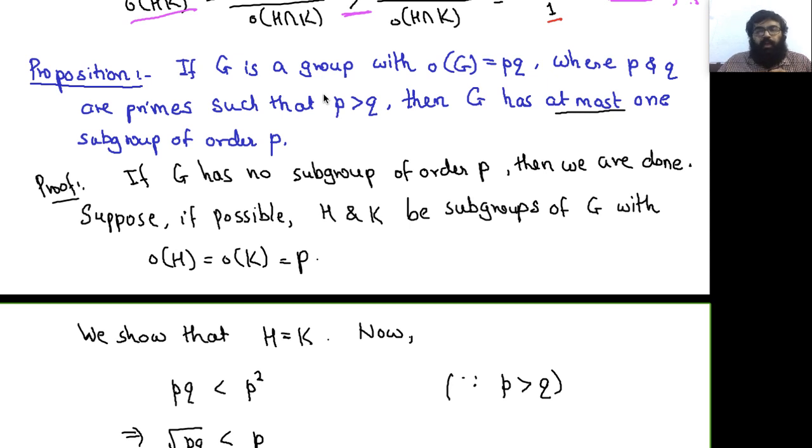A group of order 6 has exactly one subgroup of order 3. What are the groups of order 6? S3, we have seen, and also Z6. Check it: there will be only one subgroup of order 3. There can be more than one of order 2, but of order 3 there will be only one. Similarly, a group of order 14, which is 2 into 7, where 7 is the larger prime, will have exactly 1 subgroup of order 7. So this is an important result. Sometimes such results are useful in NET examples, and they are just byproducts of what we are going to see in this course.